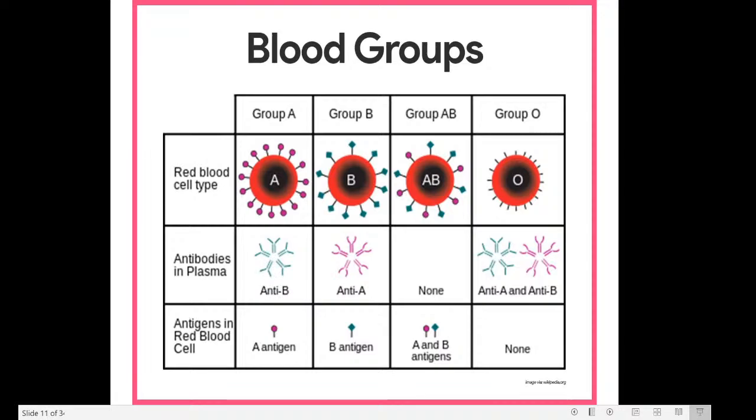Okay, if we add the O group with A, it means there are no cell surface antigens. There are no antigens there.